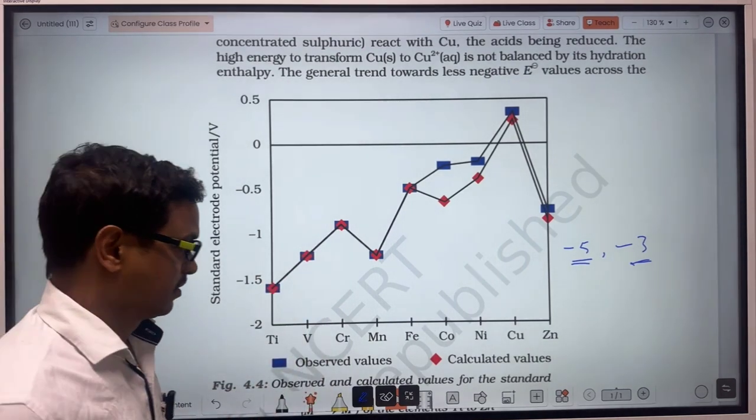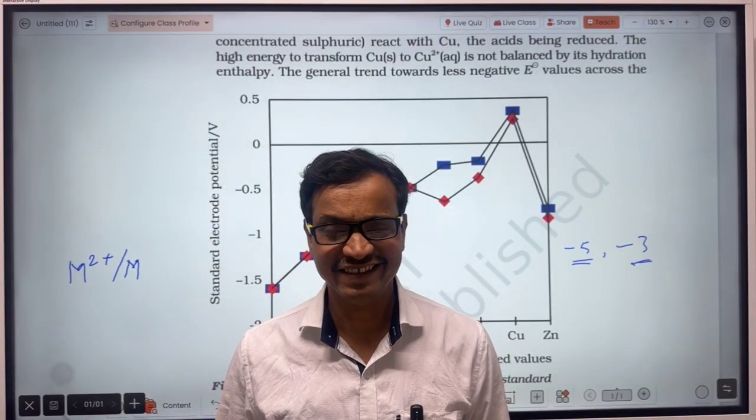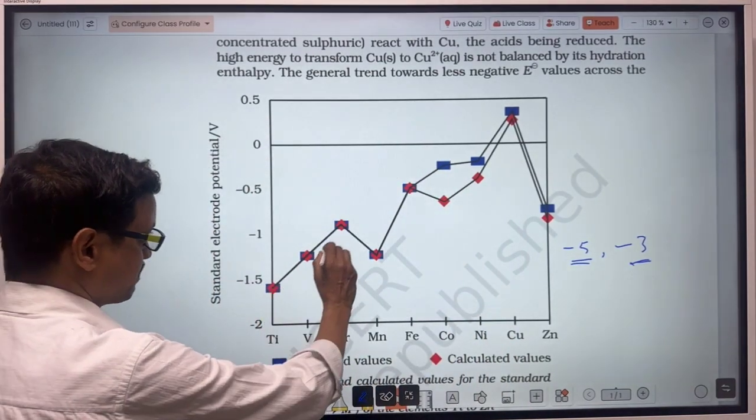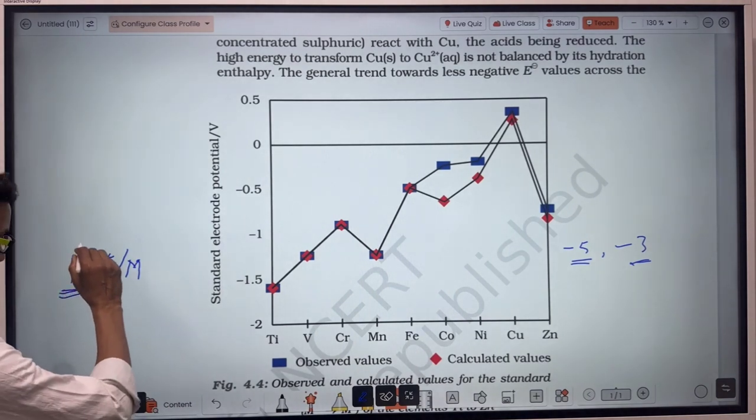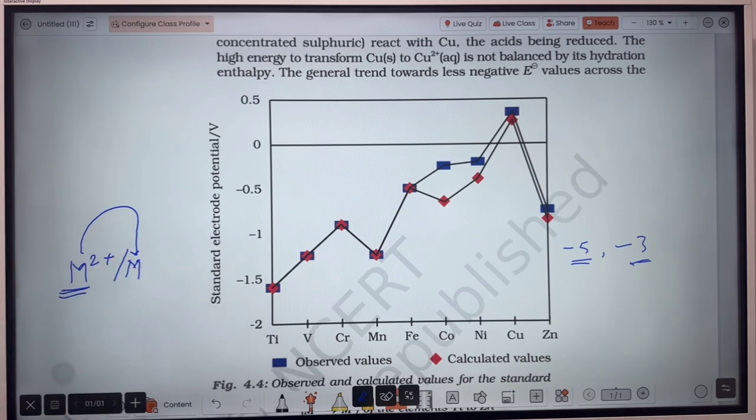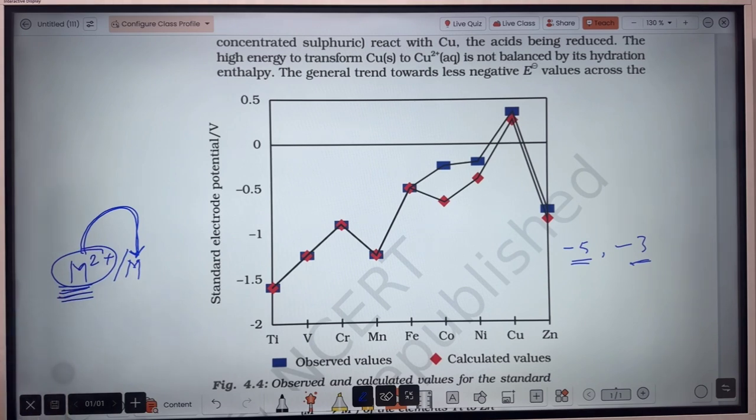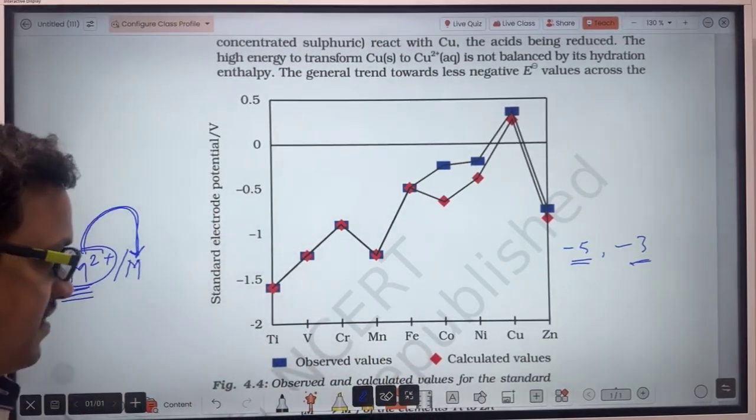That means their oxidized form will be less stable than their atomic state. Here the standard electrode potential is becoming less negative, that means M2+ will have a greater tendency to go to the atomic state. That means the element will have a greater tendency to remain in the atomic state than in the oxidized, ionic form. Now there are some exceptions about which we will discuss.